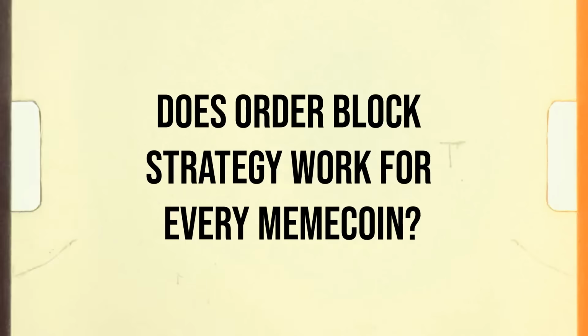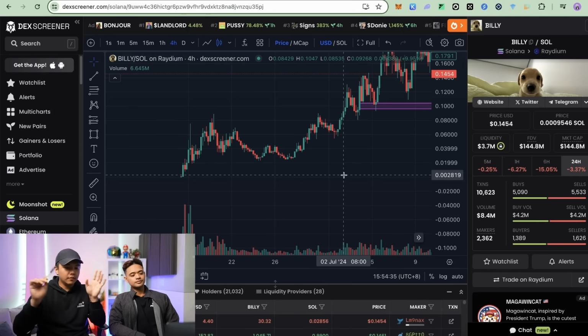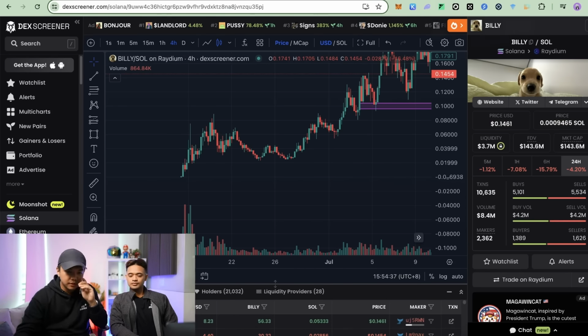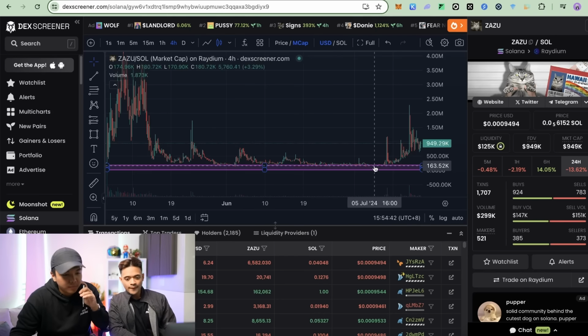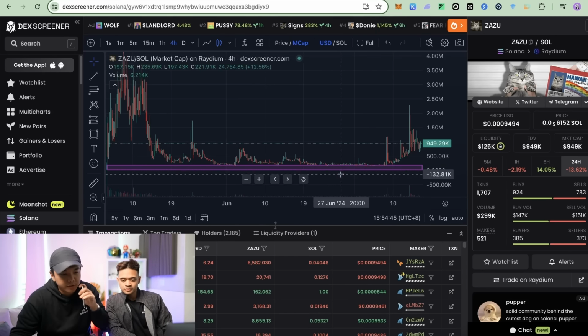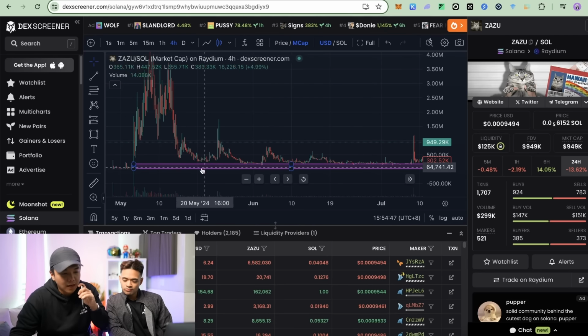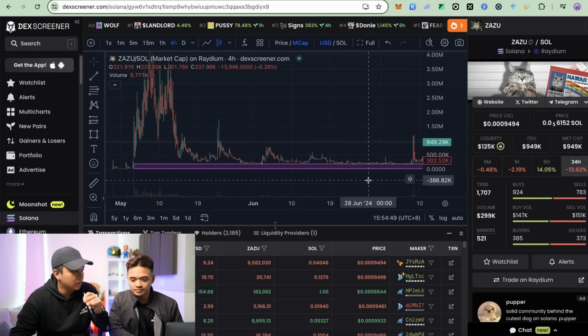So does order block work for every meme coin? Not all meme coins. On the TA level, it needs to have these sort of movements. Long lateral movement where it's stuck in this range just above or inside this order block. That's on the TA side.